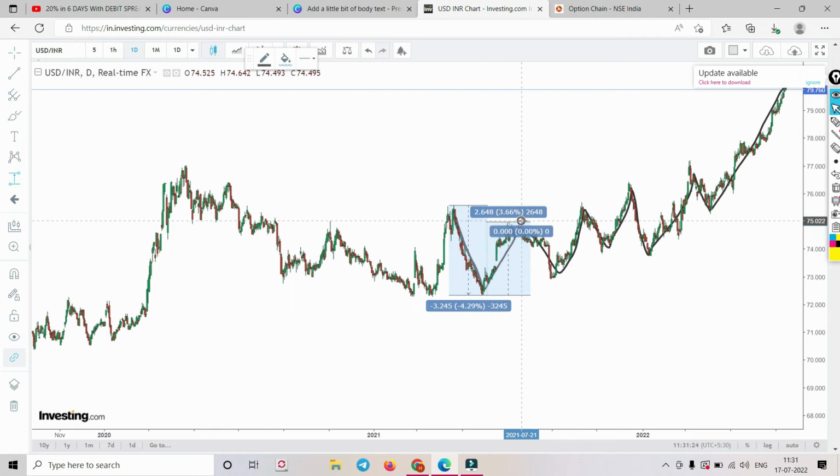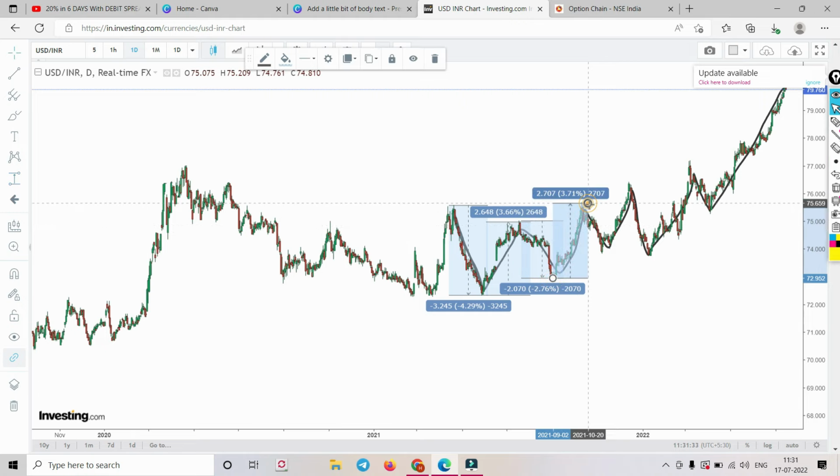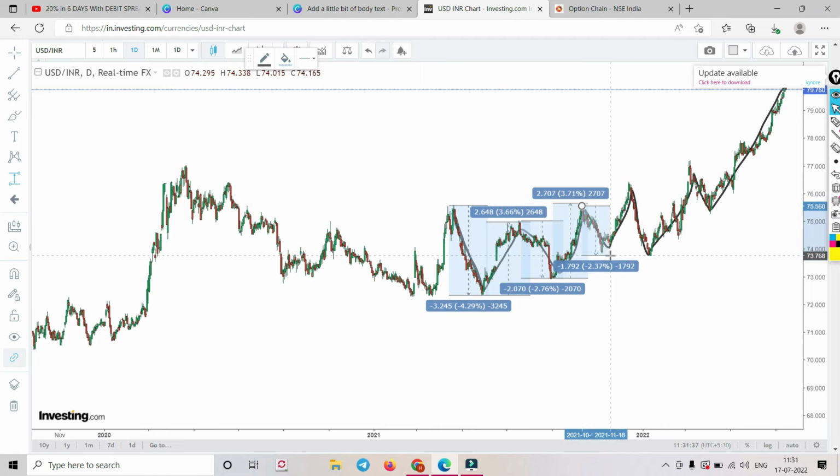Basically, this has a very specific pattern. Again, when it came down, it made a $2 down move, and then it made almost a $3 up move. This is the pattern it follows, and you will be surprised to see what these moves are.